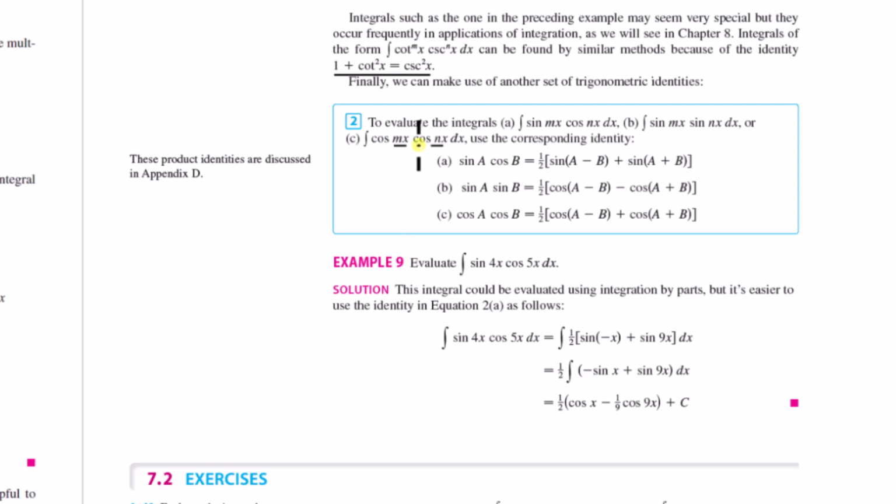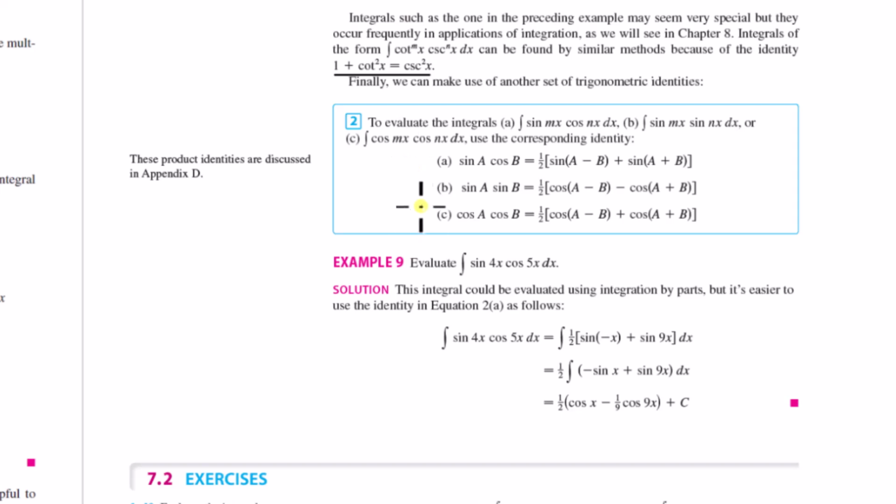And so this just takes practice. We're going to have to work a bunch of examples, and with practice, you'll get a feel for how to solve these kinds of integrals. And so here's an example, the integral of sine 4x times cosine 5x dx.